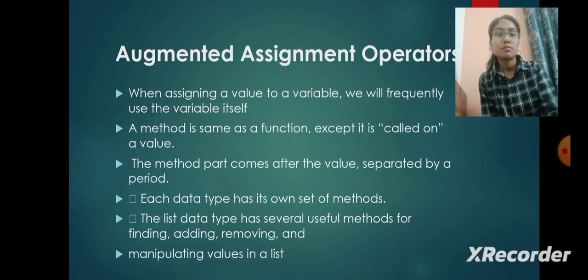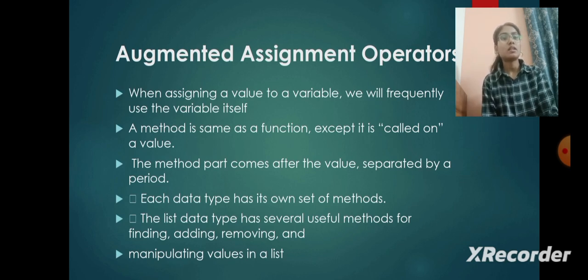And second is augmented assignment operators, that is when assigning a value to a variable, we will frequently use the variable itself. A method is the same as a function except it is called on a value. The method part comes after the value, separated by a period. Each data type has its own set of methods. The list data type has several useful methods for finding, adding, removing, and manipulating values in a list.